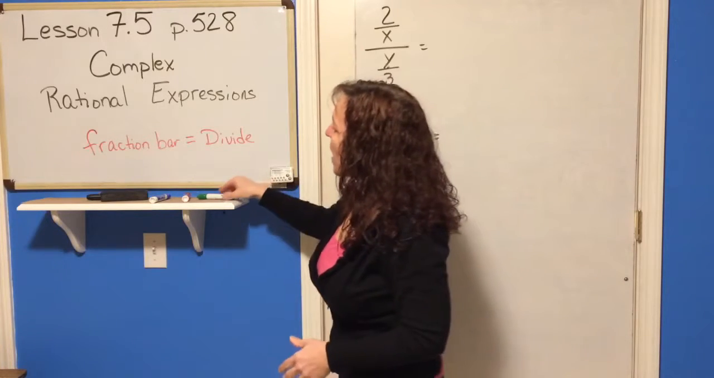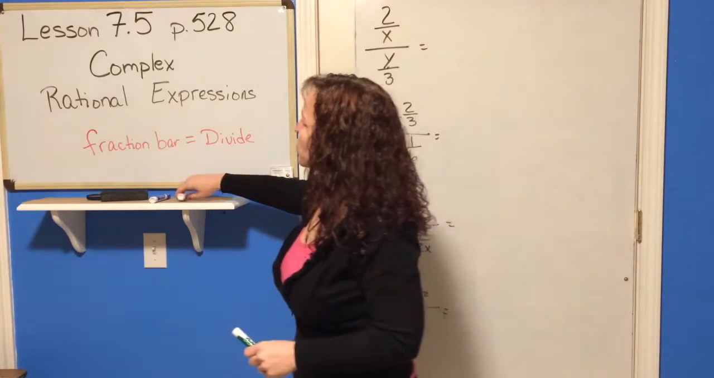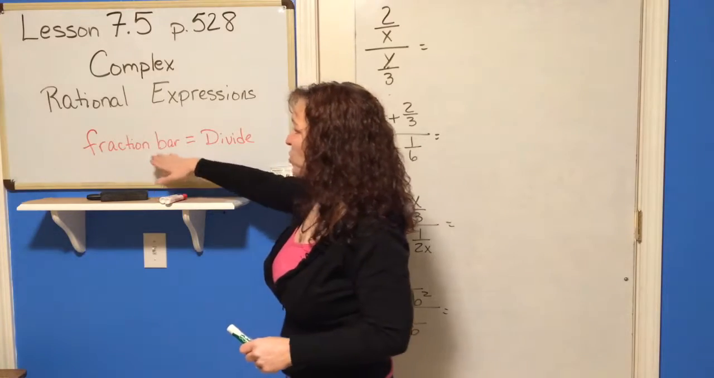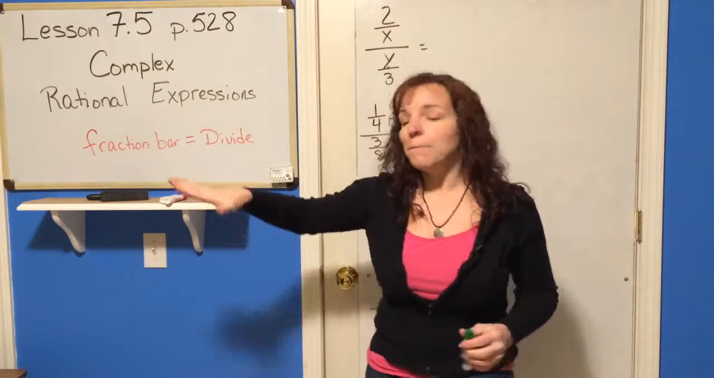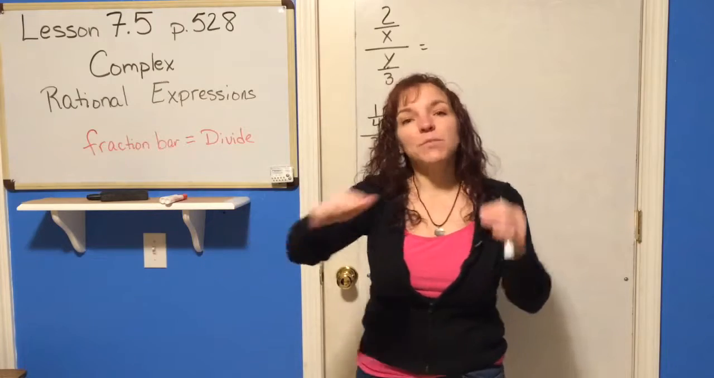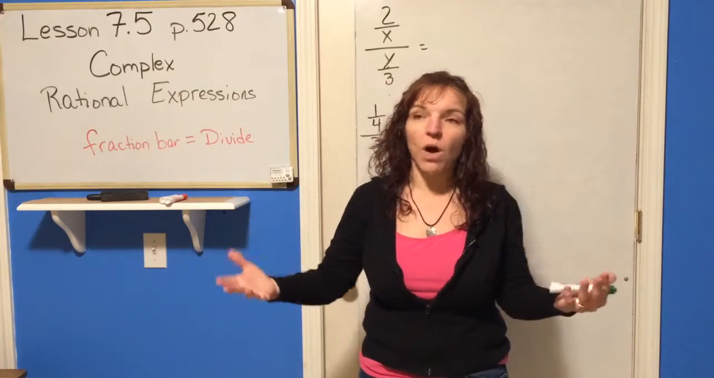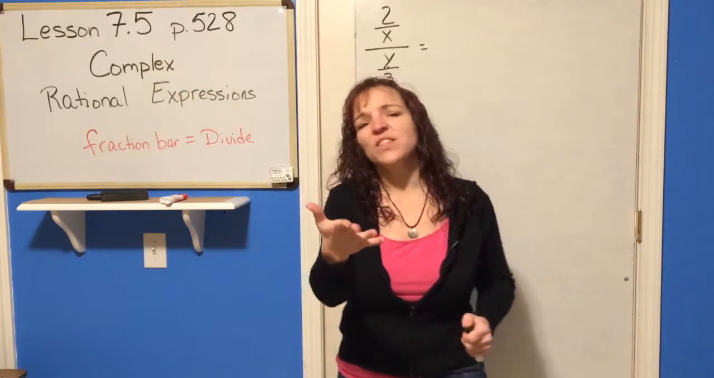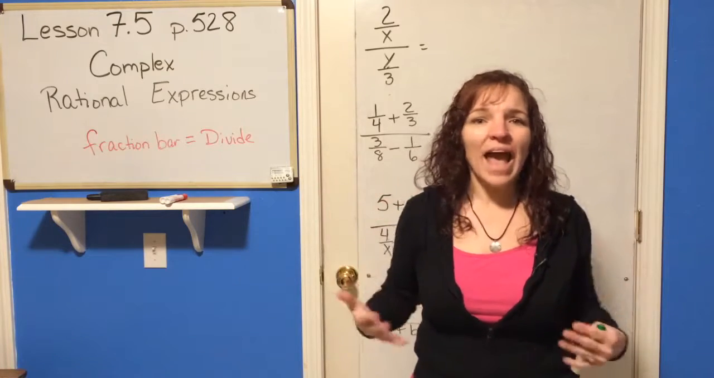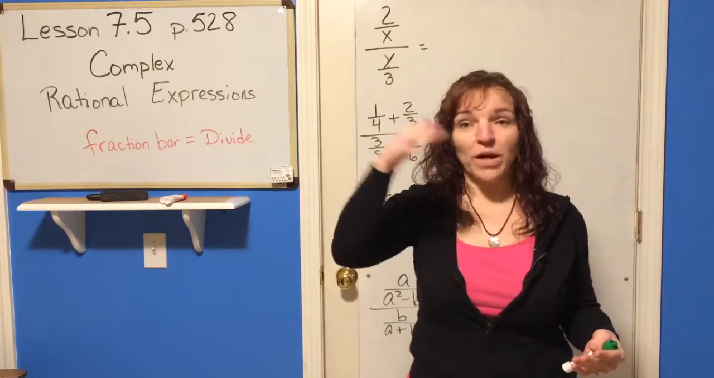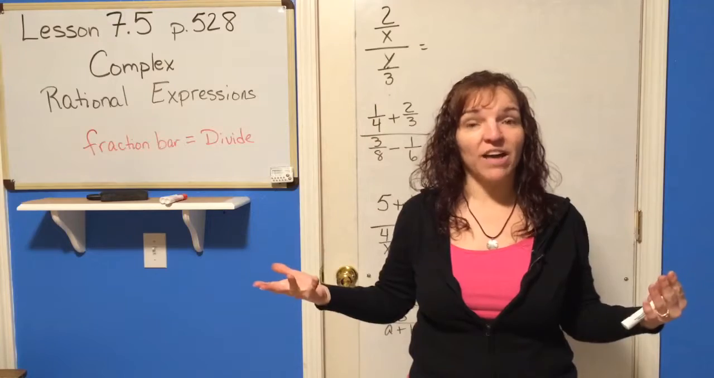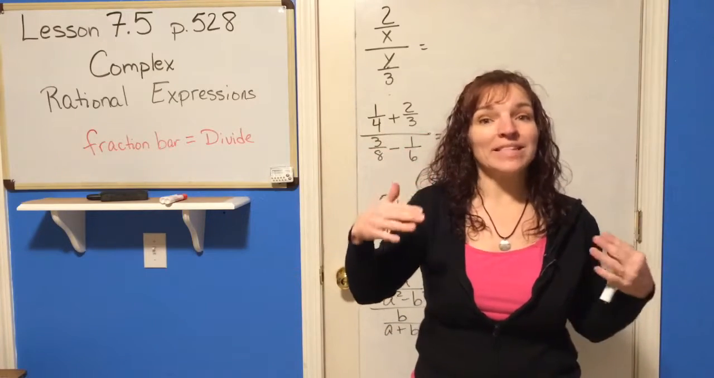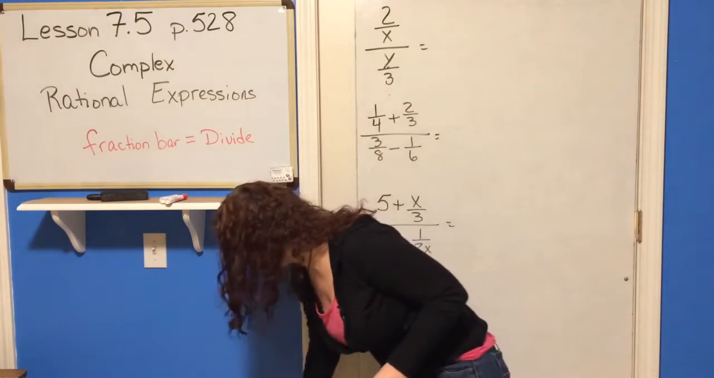Here we go. The first thing you need to know when you're dealing with complex rational expressions is that a fraction bar means divide. So anytime you see a fraction bar, you can know, oh, I can just divide this. And you've done this already. If you had 1/2 to change it into a decimal, you took the 1 divided by 2 and you got 0.5. So that fraction bar means divide. So that's going to help us today.